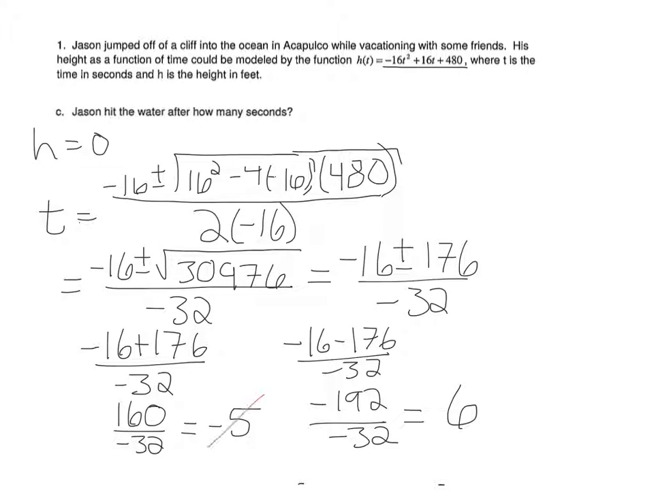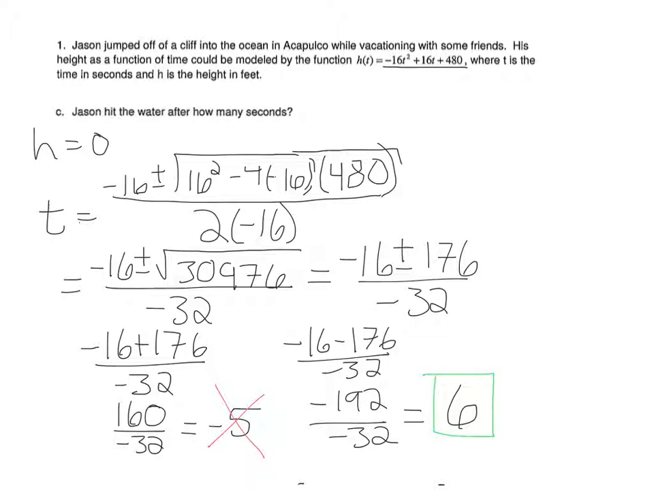So I actually want to get rid of that answer. I don't want to include that -5. But if I look at 6, that's the one that makes sense. 6 seconds after he jumps off of his 480-foot cliff, he ends up in the water. And so my correct answer here that I want to actually work with is the 6.